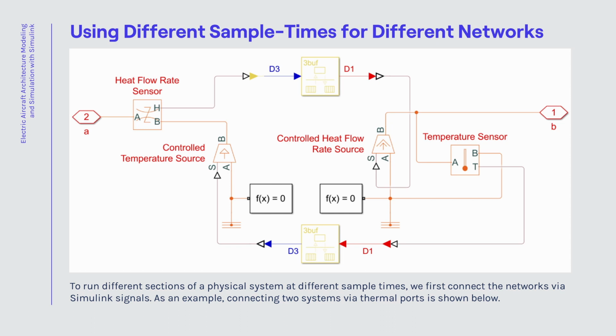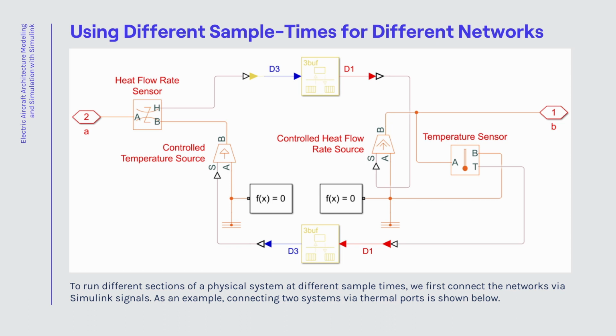For example, if we have an electrothermal system with one sample time, we must set the sample time to accurately capture the fastest dynamics, which would relate to the electrical system in this case. However, thermal time constants are typically much slower than electrical time constants, so we would be oversampling the thermal portions of the model, and this leads to slower simulation speeds. However, we can split the electrical and thermal systems and connect them via Simulink signals, and we can assign separate and more appropriate sample times to each model segment.